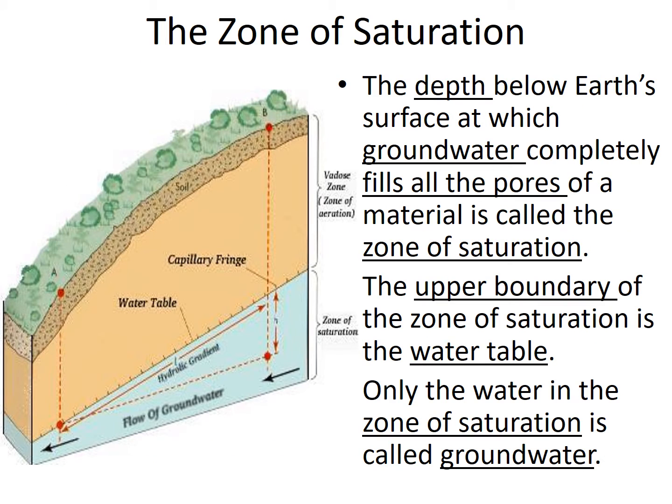So let's talk about the zone of saturation. The depth below the Earth at which the groundwater completely fills all the pores is called the zone of saturation. So when you reach somewhere in the Earth and all the pores are filled with water, we call that the zone of saturation. The upper boundary of this zone is called the water table. Only the water in the zone of saturation is called groundwater.